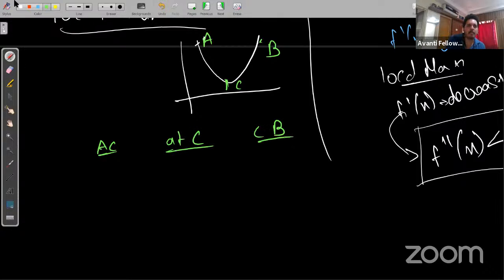Now tell me what is happening to my f of x, guys. What is happening to my f of x for AC? Don't get confused between increasing and greater than zero, guys.